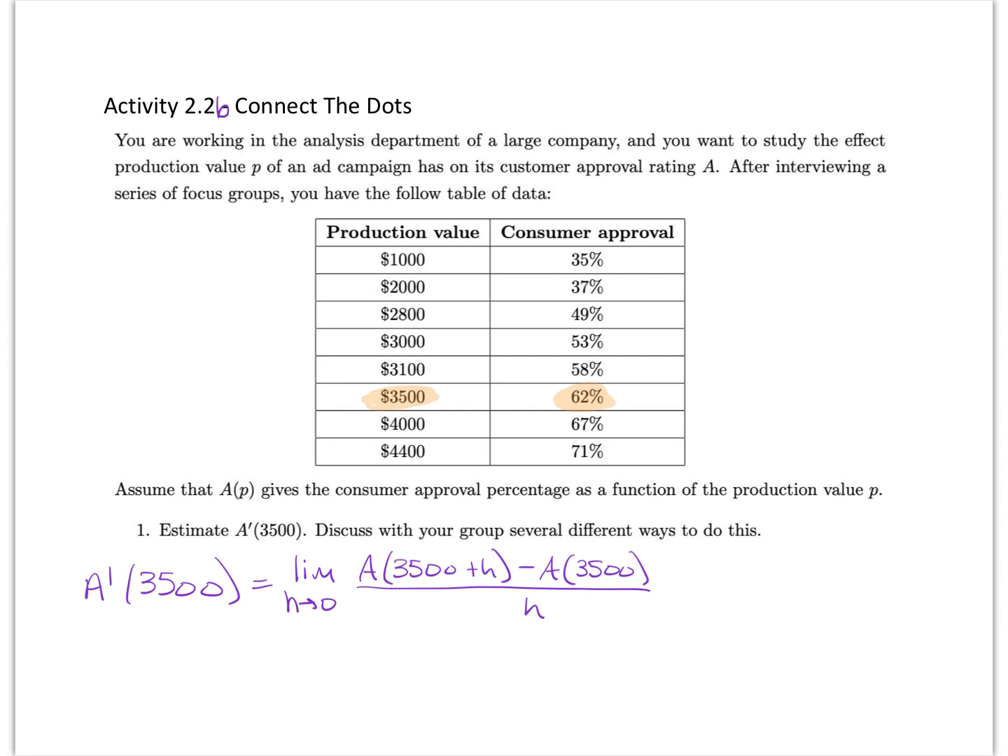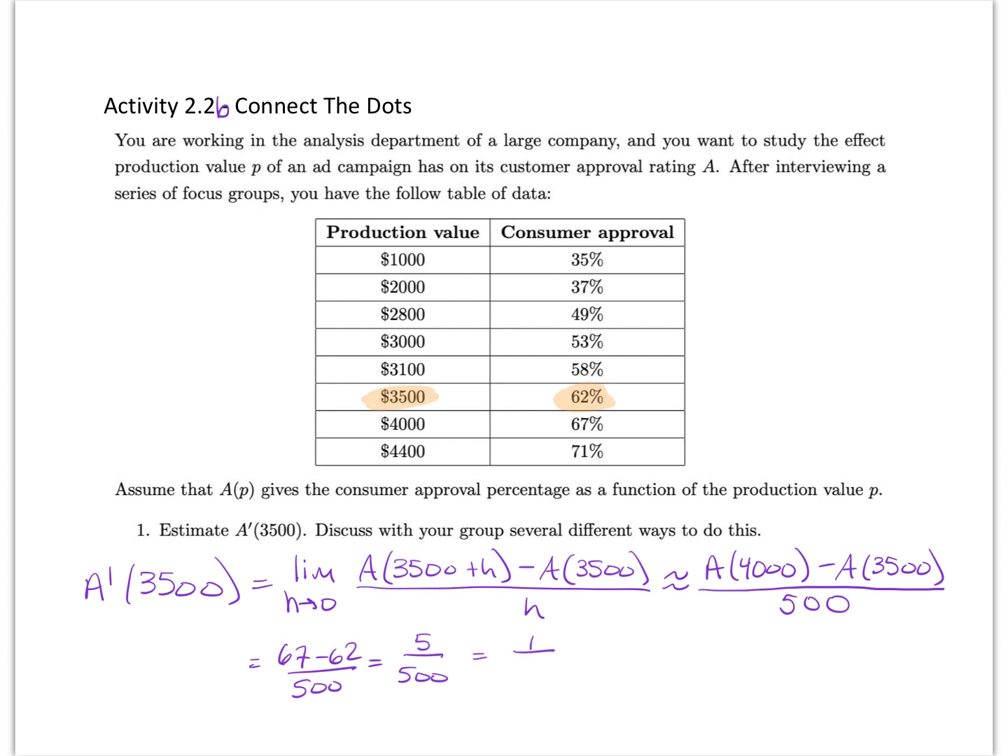Okay, so I think maybe I will use my h to be 500. So 3,500 to 4,000. So we're going to say this is approximately equal to A of 4,000 minus A of 3,500, all over my change in production value, which is $500. And that comes out to 67 minus 62 over 500, which is 5 over 500, which is 1 over 100.